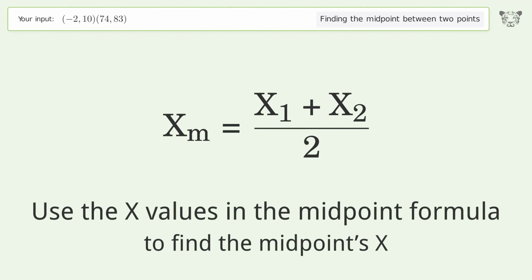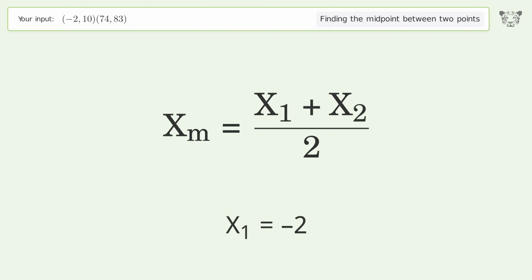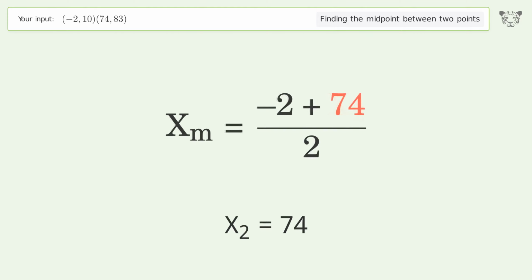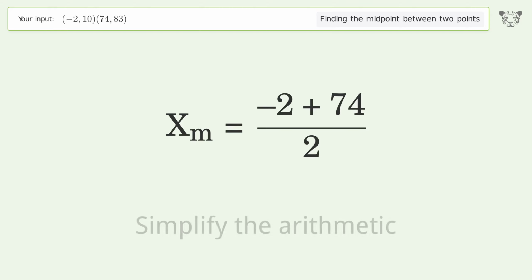Use the x values in the midpoint formula to find the midpoint's x. x1 equals -2. x2 equals 74. Simplify the arithmetic.